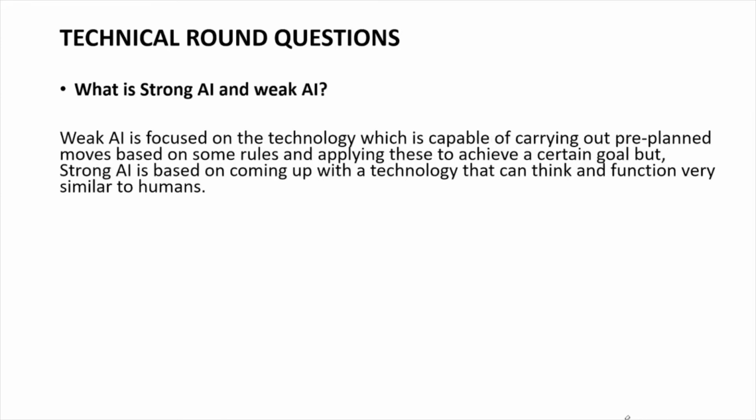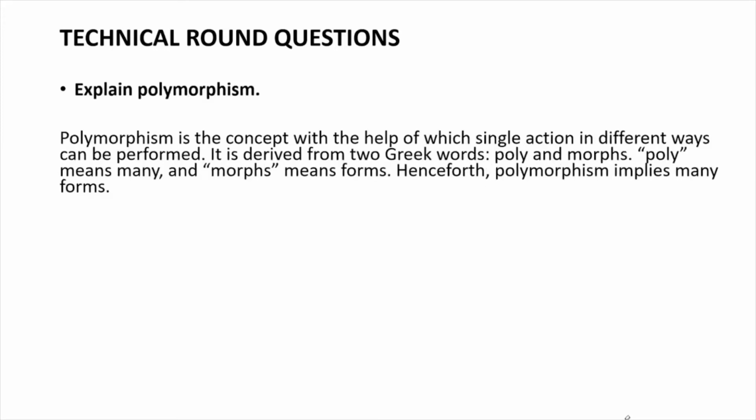What is strong AI and weak AI? Weak AI is focused on technology which is capable of carrying out pre-planned moves based on some rules and applying these to achieve a certain goal. But strong AI is based on coming up with a technology that can think and function similar to humans. So this is the major difference between strong AI and weak AI. Now let's move on to the next question.